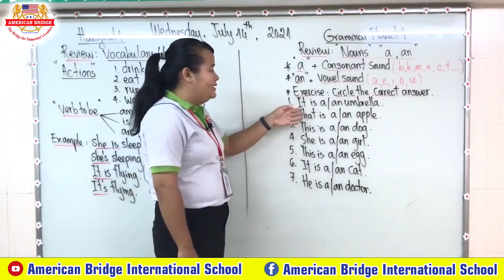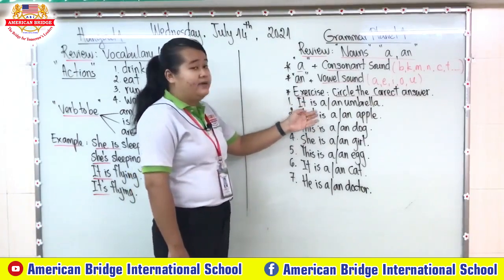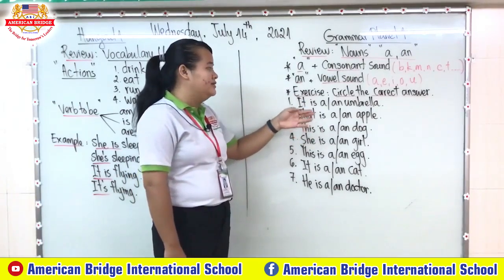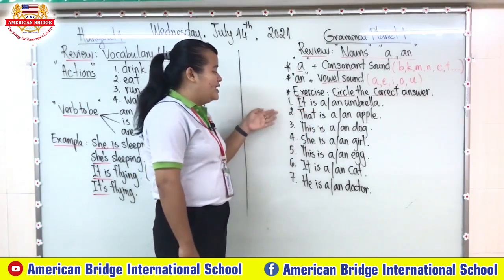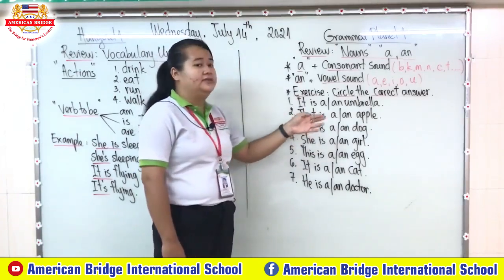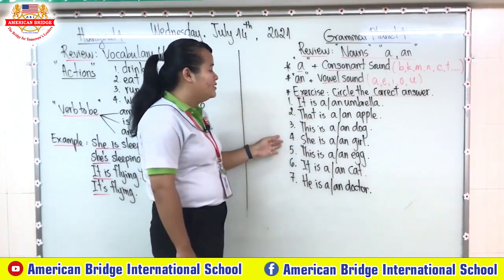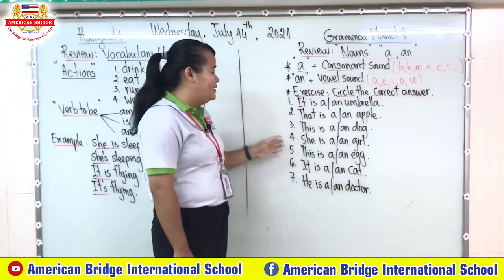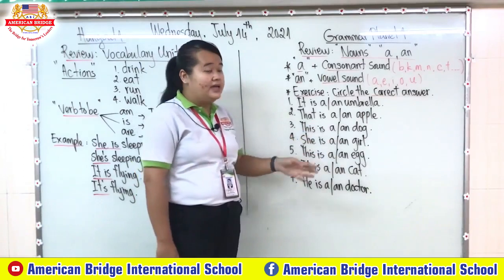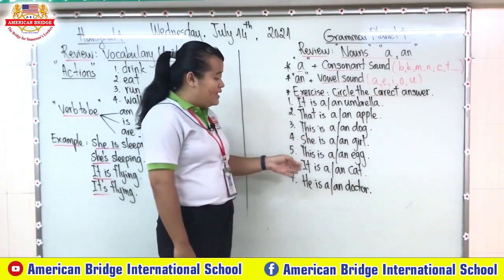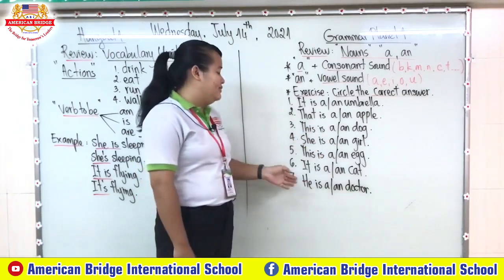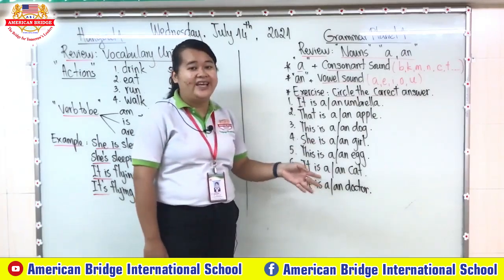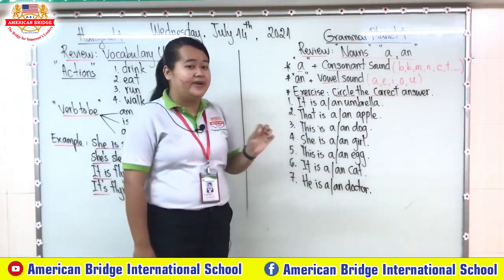Number 1, it is an umbrella. Number 2, that is an apple. Number 3, this is an dog. Number 4, she is an girl. Number 5, this is an egg. Number 6, it is an cat. Number 7, he is an doctor, right? So right now let's choose the correct answer with teacher.